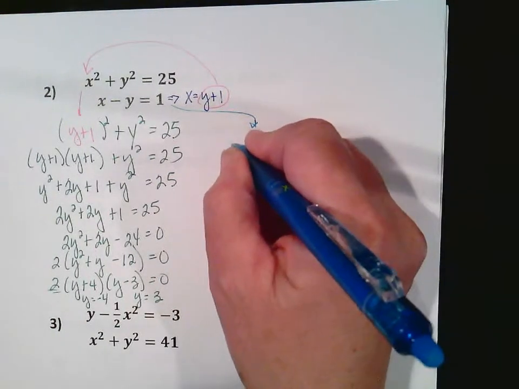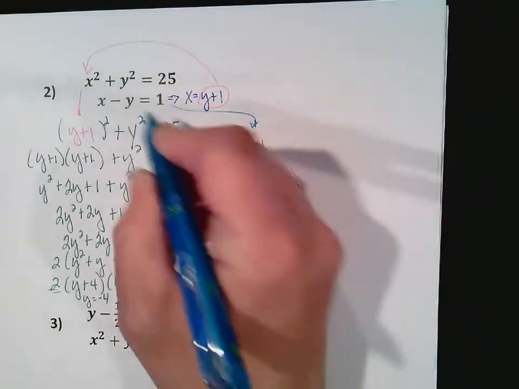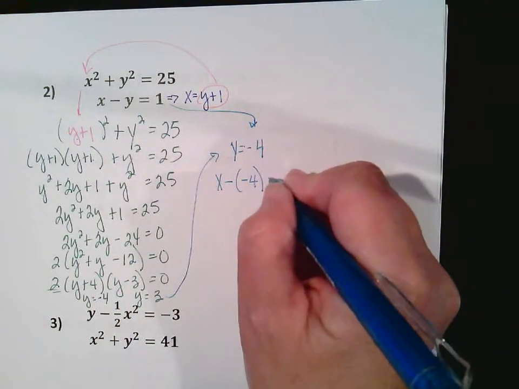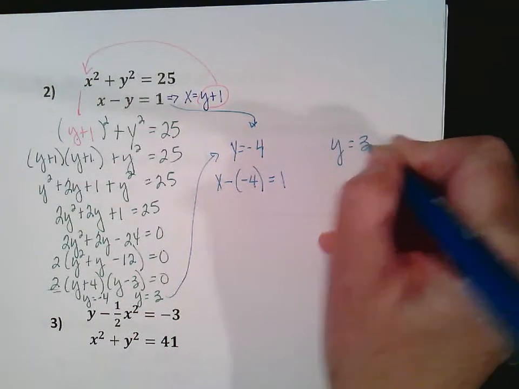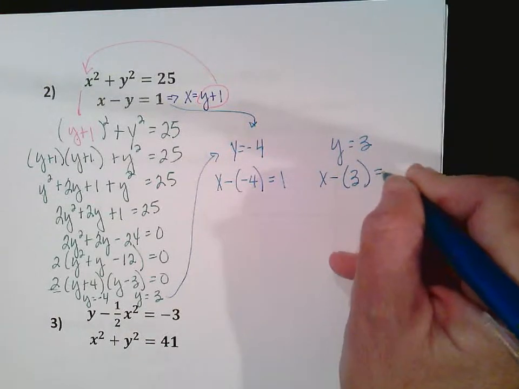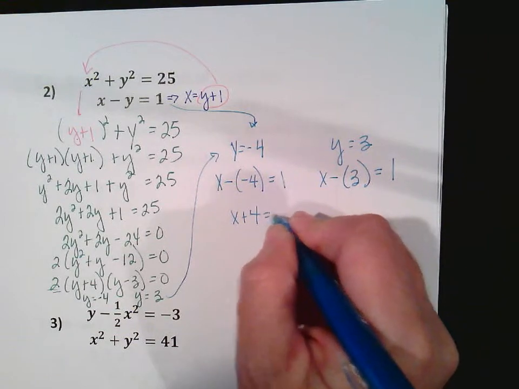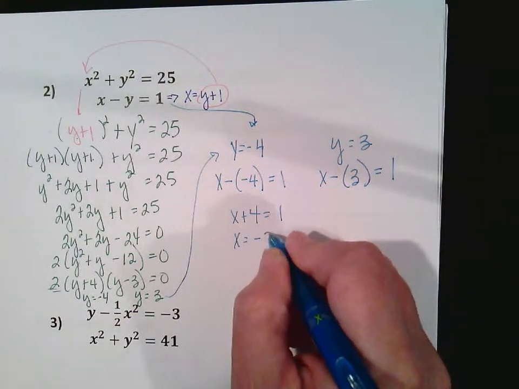So when y equals negative 4, and I plug it in this equation, I have x minus my y, which is negative 4, equals 1. And when y equals 3, I'm going to plug that into my equation. I have x minus whatever my y value is, which is 3, equals 1. This becomes x plus 4 equals 1. Subtract 4 from both sides, and I have x equals negative 3.